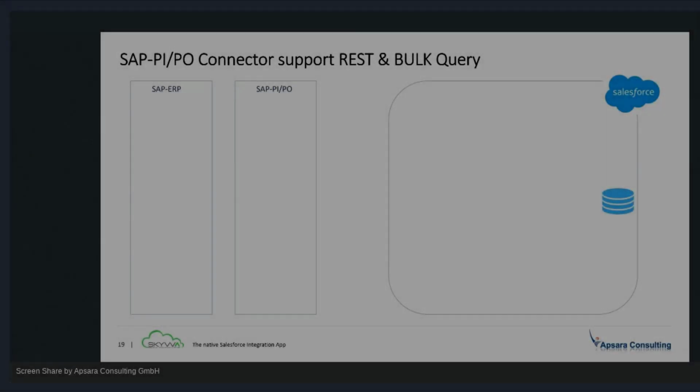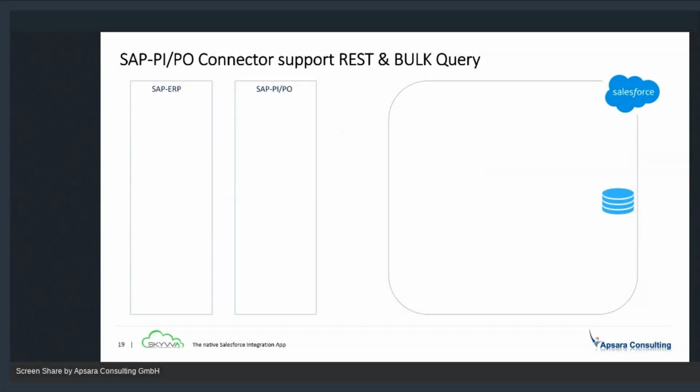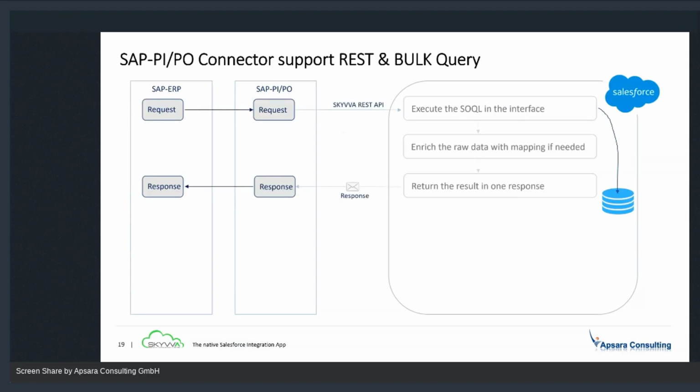Okay, the next functionality is the REST and the bulk query. Like the name says, the query is to query data from Salesforce. In this case, the functionality is implemented for the SAP-PI PO middleware platform, so we have a connector running inside SAP-PI PO. Let's look at an example of how it looks at the moment.